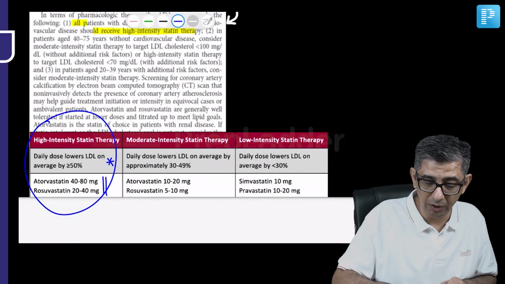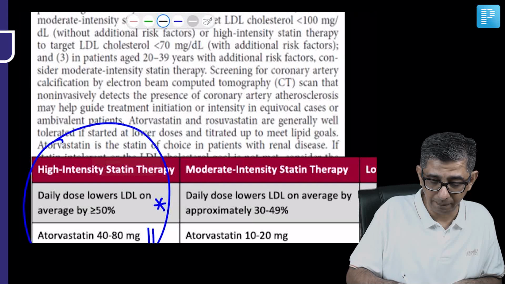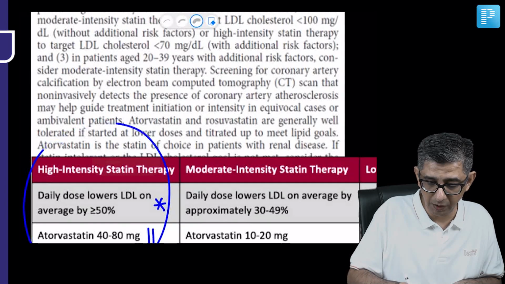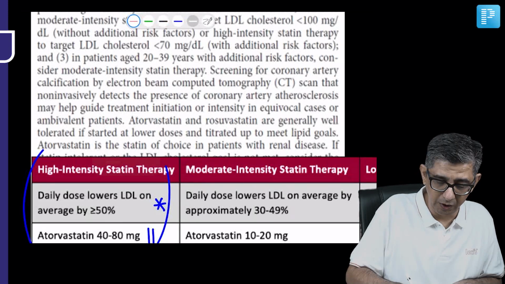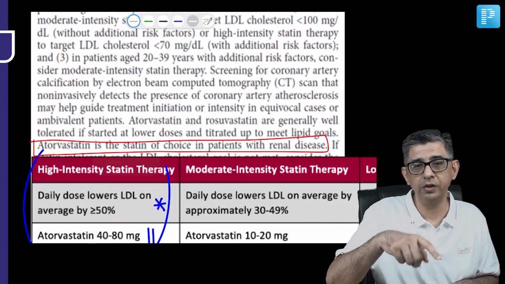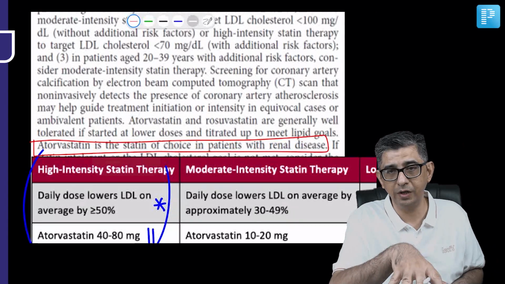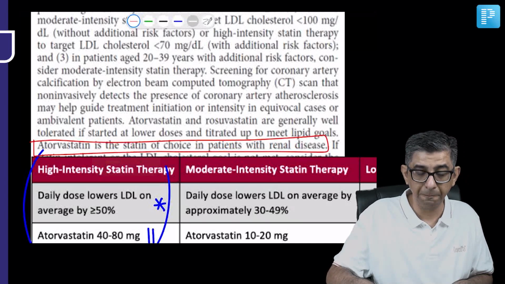So if I want to give high intensity statin in a diabetic, yes, it is atorvastatin which is usually recommended. And even if there is a kidney involvement, one more statement, atorvastatin, I'll just remove the blue marking from here. He also says this statement, which can be a future question, that atorvastatin is the statin of choice in patients with renal disease. So diabetic with renal involvement, it is atorvastatin that is recommended. And the answer to this question is option number A.